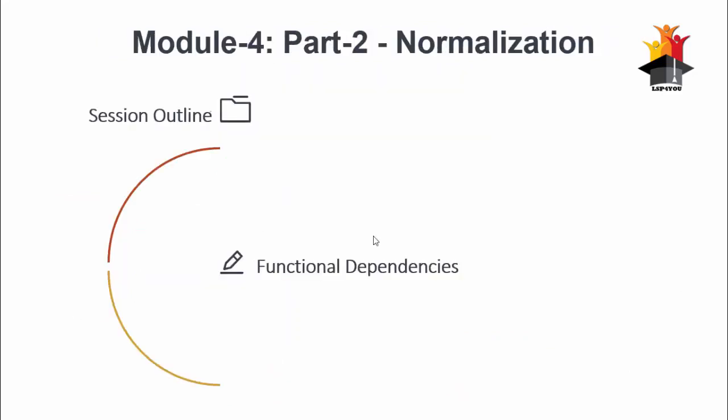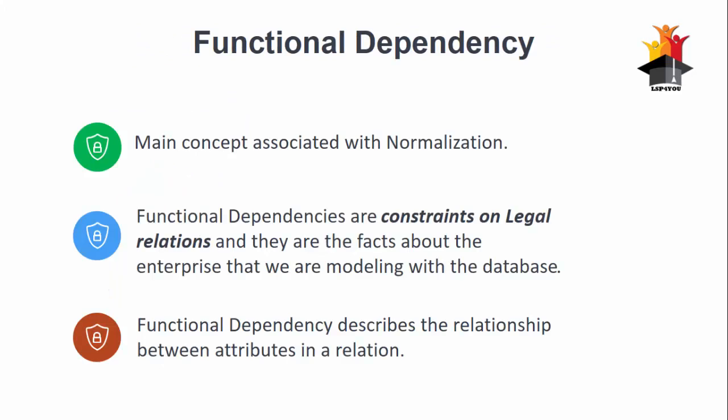In this video, we will be discussing Normalization Part 2, Functional Dependencies. Functional dependency is one of the main concepts associated with normalization. Functional dependencies are constraints on legal relations, and they are the facts about the enterprise that we are modeling with the database. The enterprises can be a library, an administration system, an inventory system, etc.